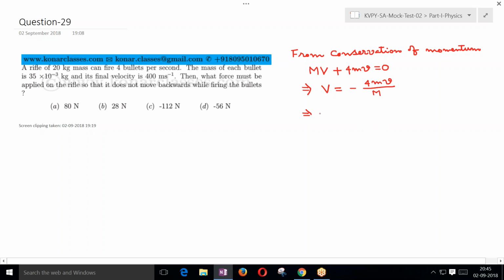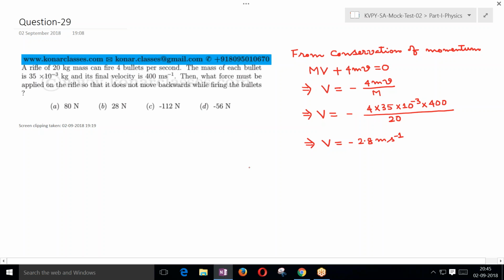So from here we get V is equal to minus of 4 into m, which is 35 into 10 to the power minus 3, into velocity, which is 400, divided by 20. So from here, if you compute, V is equal to minus 2.8 meter per second.